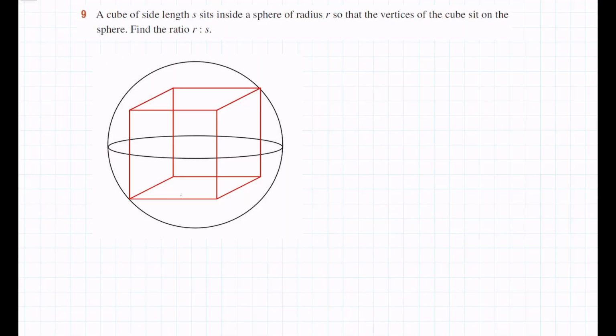Hi, Year 9. In this question we read that a cube of side length s sits inside a sphere of radius r so that the vertices of the cube sit on the sphere. And we're asked to find the ratio r to s.